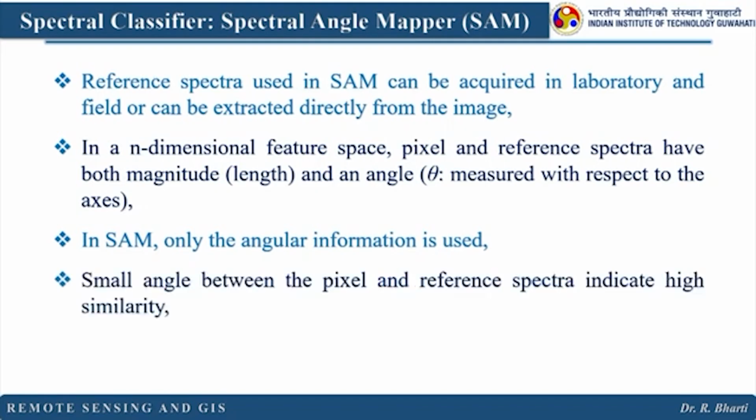Now, a small angle between the pixel and reference spectra indicates high similarity, right? And a high angle indicates low similarity, that means they are away from each other.